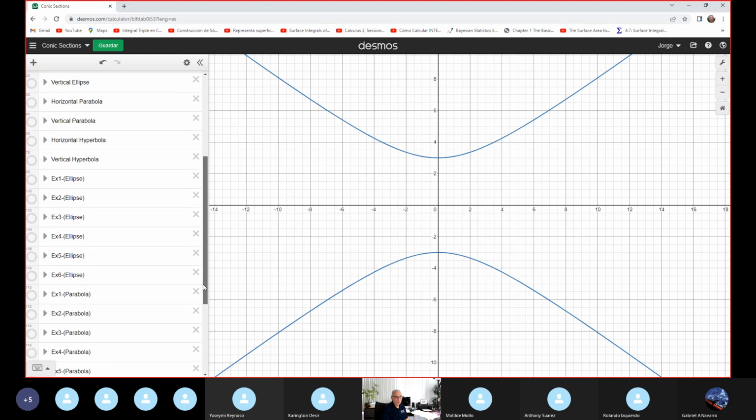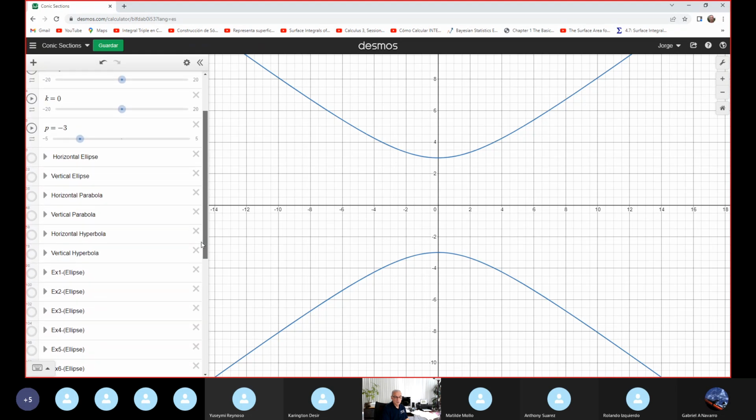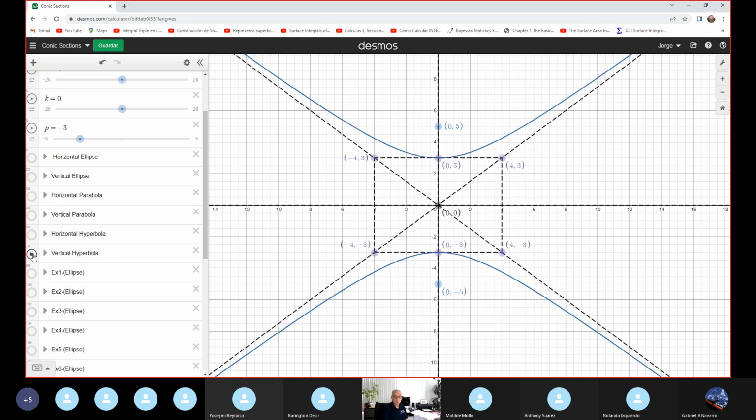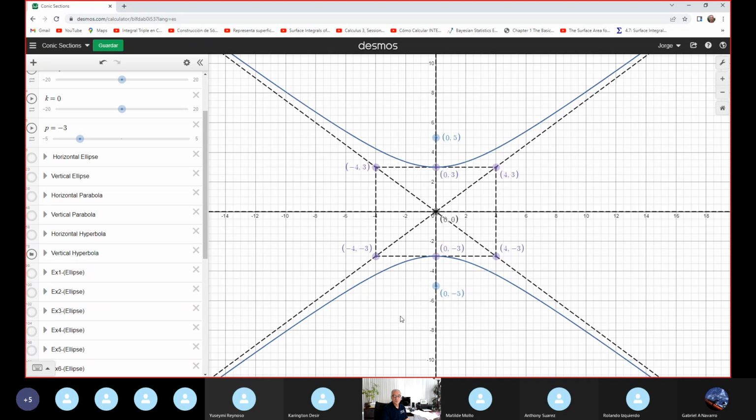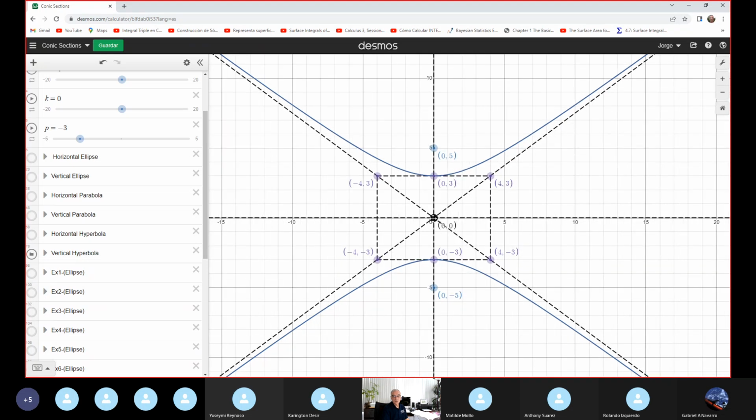So now I select what kind of hyperbola we have. Is it horizontal or vertical? Vertical hyperbola, sorry. Boom, look at that. Center 0,0. Vertices 0,3 and 0,-3. Foci 0,5 and 0,-5. And the famous four corners, the reference rectangle and the connection with the asymptotes.